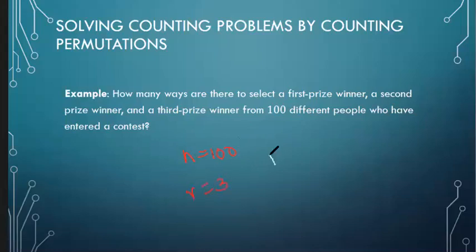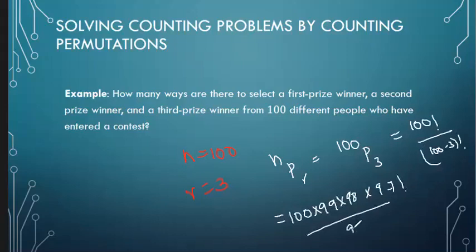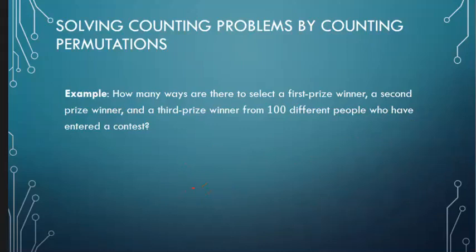Now in this case, if we take nPr, it will be basically 100P3. Okay, so this is equivalent to 100 factorial by (100 minus 3) factorial. So it can be written as 100 into 99 into 98 into 97 factorial by (100 minus 3), which is again 97 factorial. So this is equivalent to 100 into 99 into 98. Let's see the solution for the same. 100 into 99 into 98.